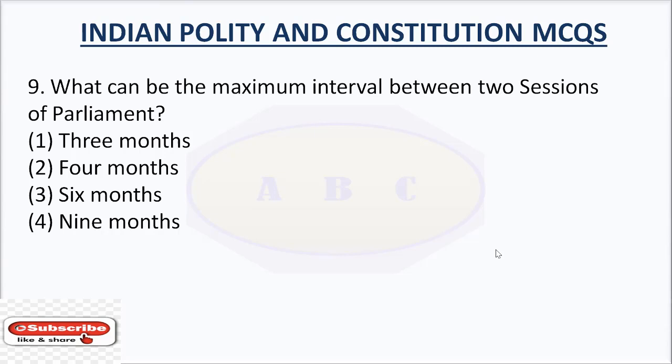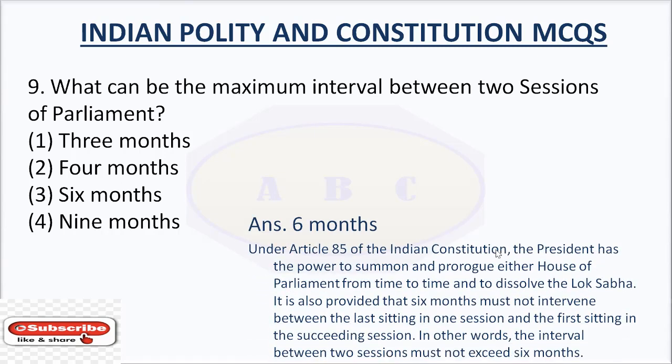Question number 9. What can be the maximum interval between two sessions of Parliament? Option number 1, 3 months. Option number 2, 4 months. Option number 3, 6 months. Option number 4, 9 months. The right answer is 6 months.